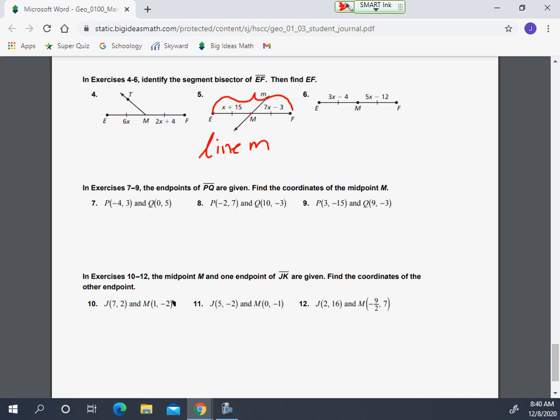We have to add both sides. X plus 15 plus 7x minus 3. And that's what's going to equal EF. If we combine like terms, we get 8x plus 12. Okay. Can we solve this? Can we go any further? No, we can't. This is our distance. So 8x plus 12 is equal to EF. And we can't solve that any further.